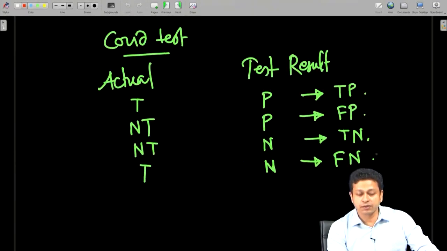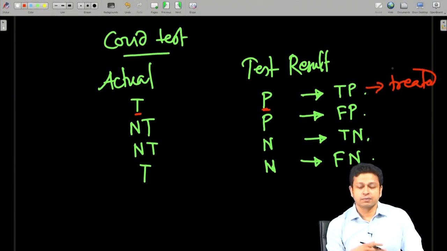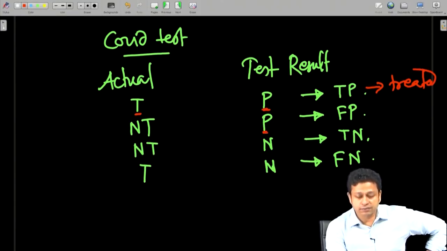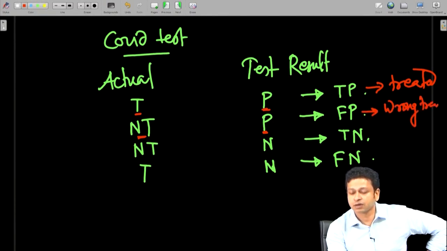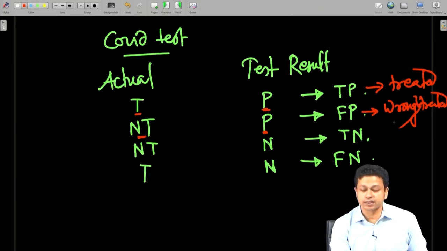So, if I go back to my COVID example, what will happen with my test results? If I actually have COVID and the test result is positive, then I will get treated, right. The action is I will get treated. So, that is good. I have COVID and I am tested positive, so I am getting treated. Now, if I am tested positive, but I actually do not have COVID, what will happen? I will be admitted to hospital, and given medicine which is not good for me. So, I will be wrongly treated.